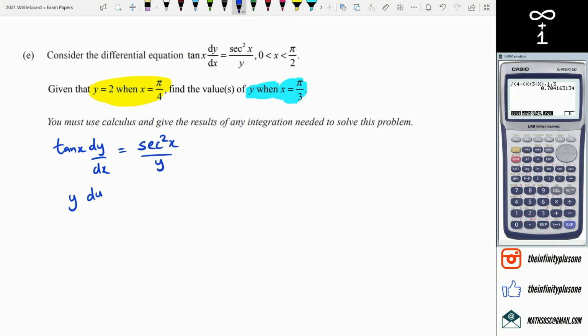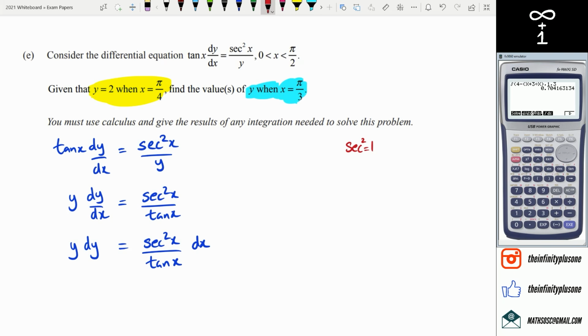So this will become y dy dx equals sec squared x over tan x, and of course I need to get the dx to the other side as well. So this becomes y dy equals sec squared x over tan x dx. Now, something that's really worth keeping an eye on is when you see the sec squared x, it's really easy to go, oh, I'm seeing sec squared x, that means sec squared is equal to 1 over cos squared.